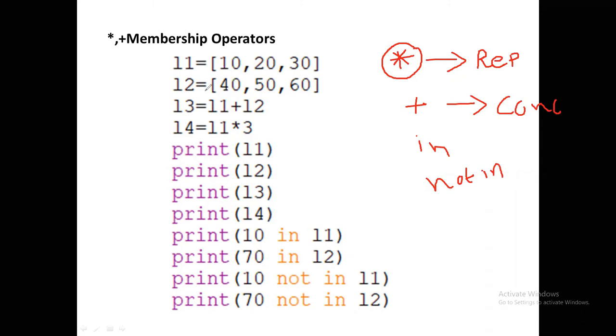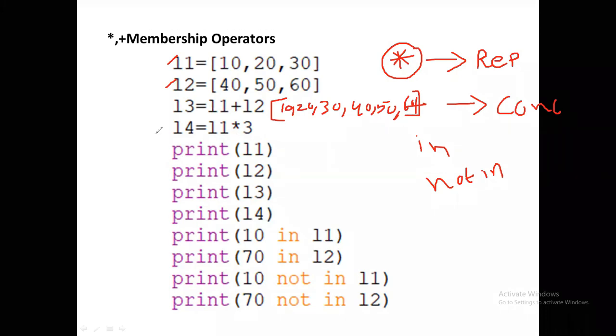So these are the lists here: L1, L2, L3, L4. List 1 equals 10, 20, 30. List 2 equals 40, 50, 60. List 3 equals list 1 plus list 2. Now what is L3? Everyone please give the response. The result stored in L3 is 10, 20, 30, 40, 50, 60. So this is the result.